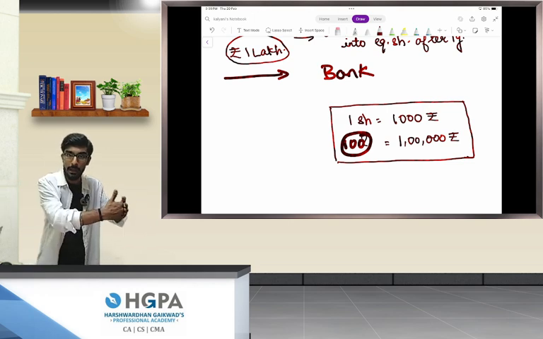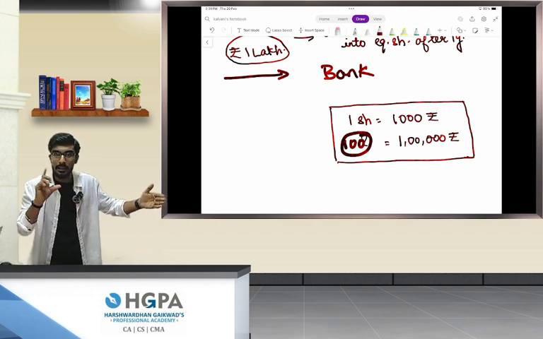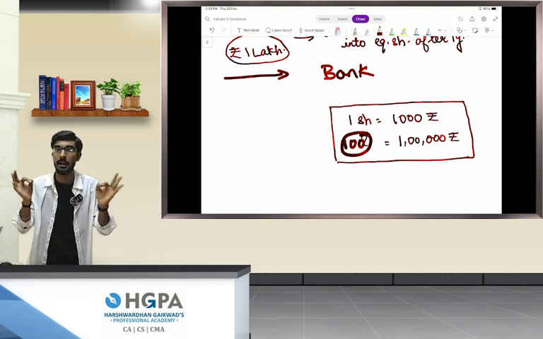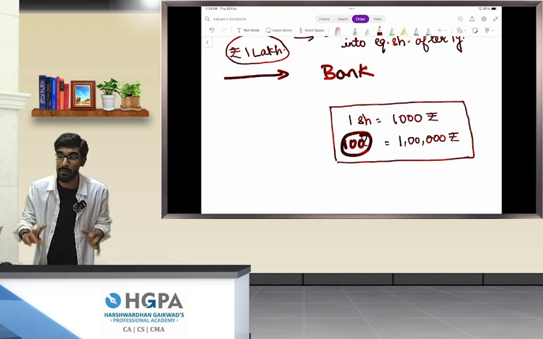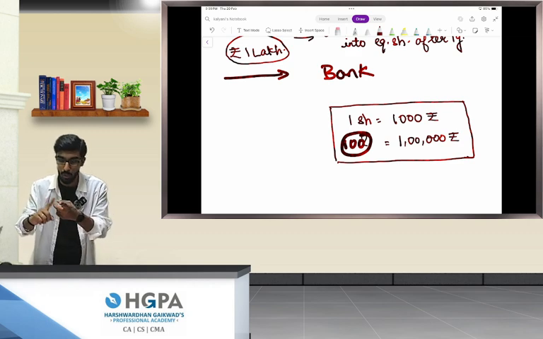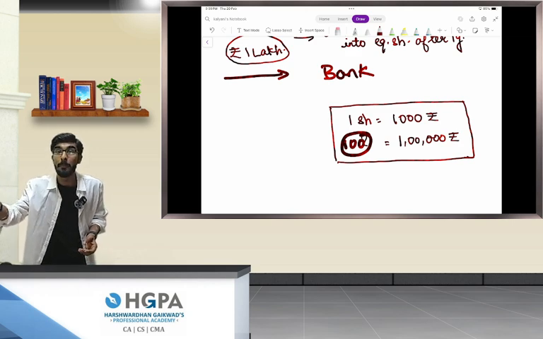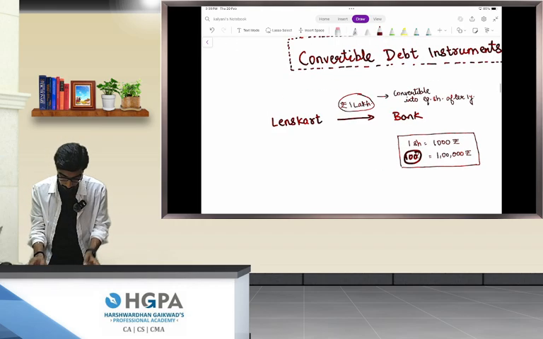Until the conversion, it will be a proper loan. But once the bank is eligible to convert the loan into equity, it can convert into equity shares. This is called convertible debt instruments. Debt instruments like loans, debentures, warrants, convertible into equity shares at a predetermined date and time. Clear?